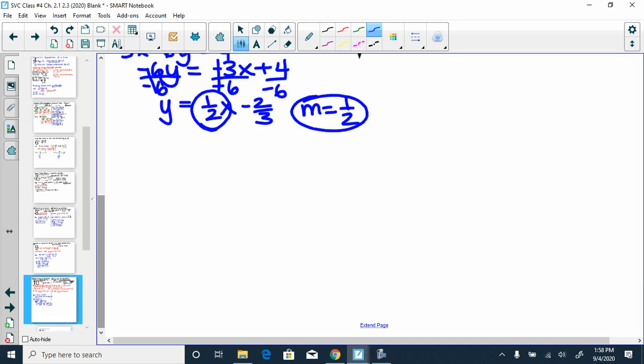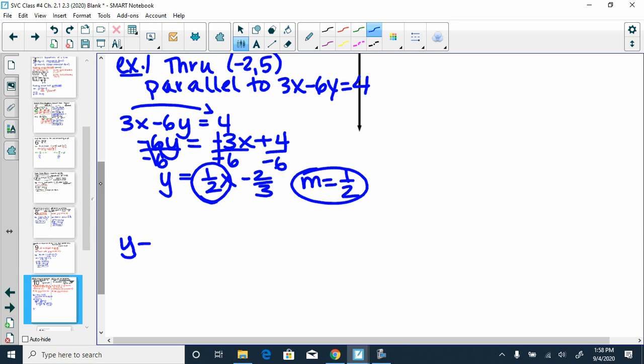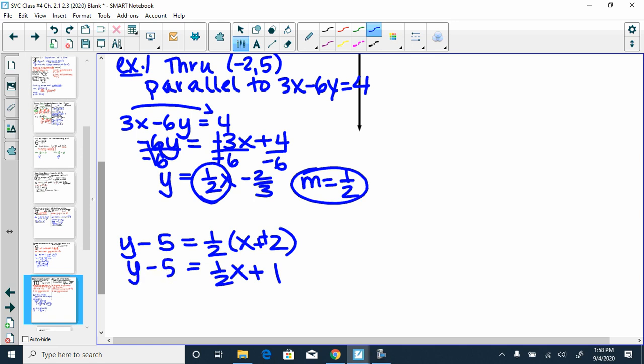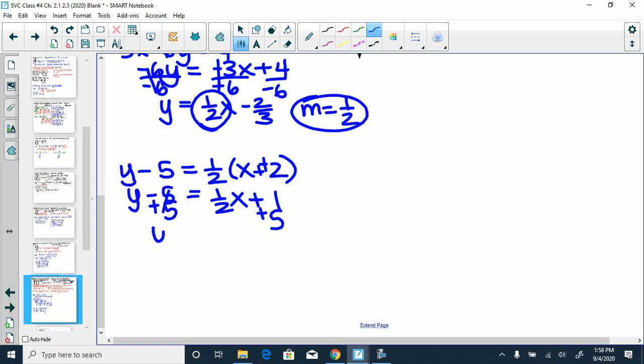Now the second step is to do the y minus y1. So y minus 5, same m that I found, times x minus -2. And guys, your point is up above. 1/2 times x, 1/2 times 2 is 1. And instead of -5, you are adding 5 to both sides. You end up with y equals 1/2 x plus 6.